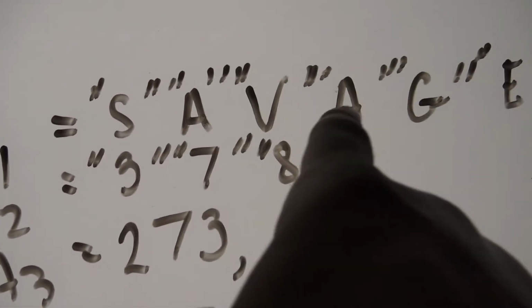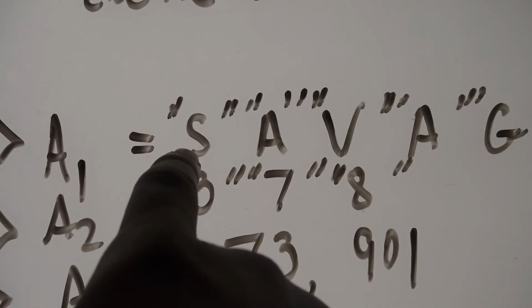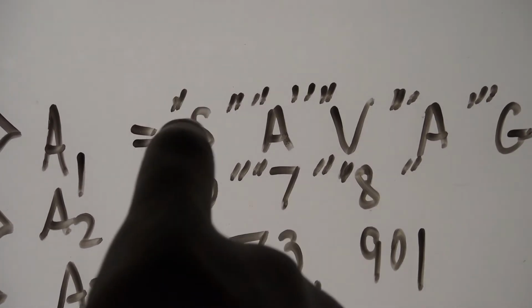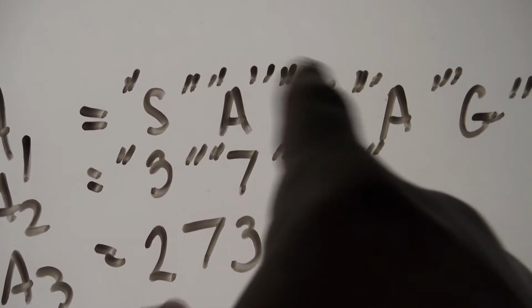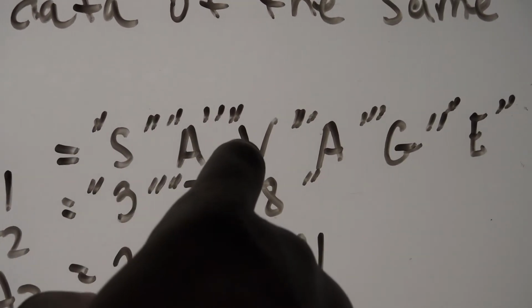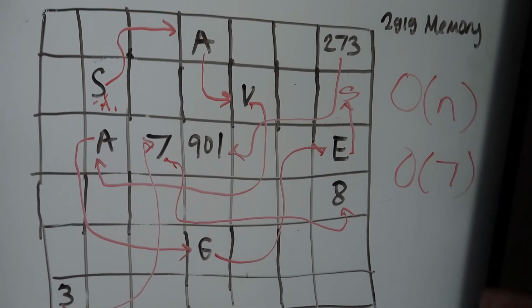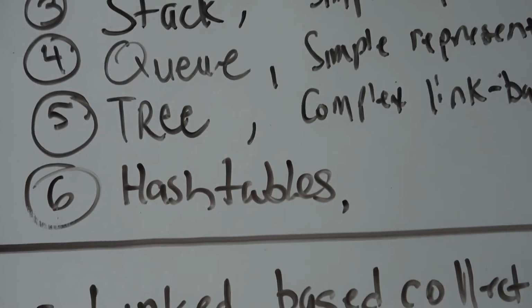So if I want to change the V, I'm going to have to start with the S, then move to the A, then move to the V, and then I change it. In an array, I could go straight to the V. So let's keep it simple and move on to the stacks, the queues, the trees, and the hash tables.